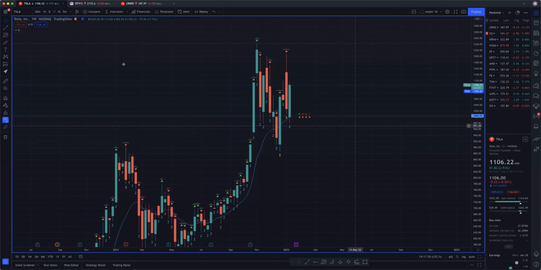And how do you tell support? It touches it. And basically what is support? Support is a price that the price comes down to, and a lot of buyers step in, a lot of aggressive orders step in and bid the price up. And what happens then? People who are also trying to buy need to pay more and more and more, and that sends the price higher, right?